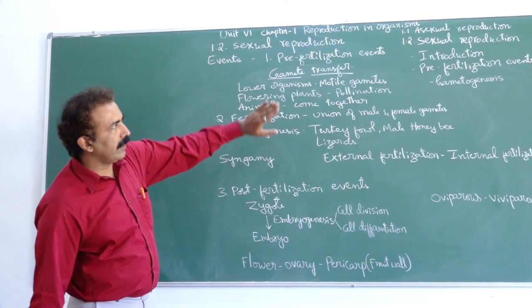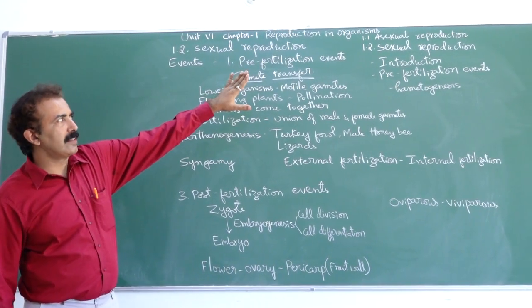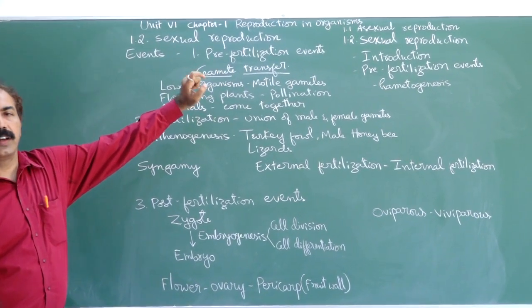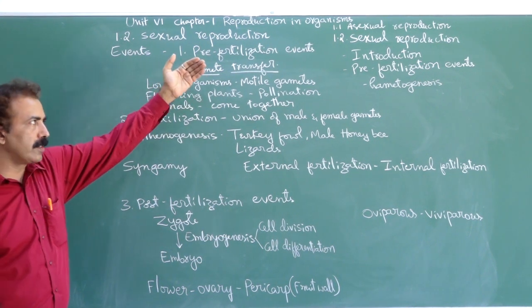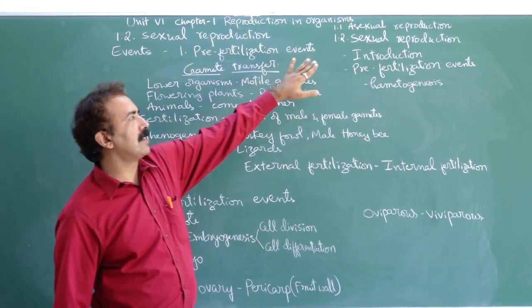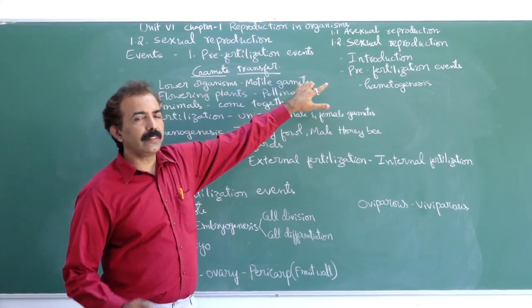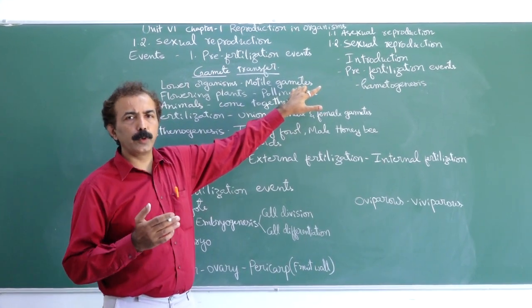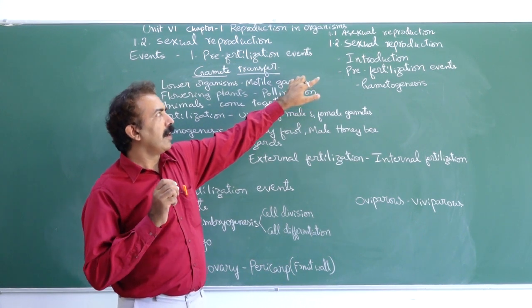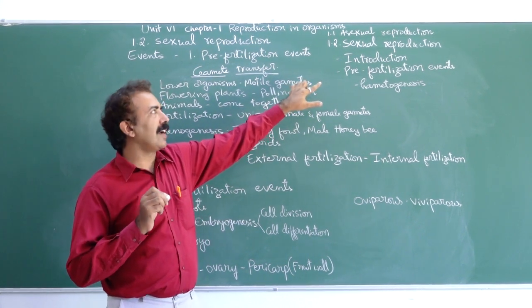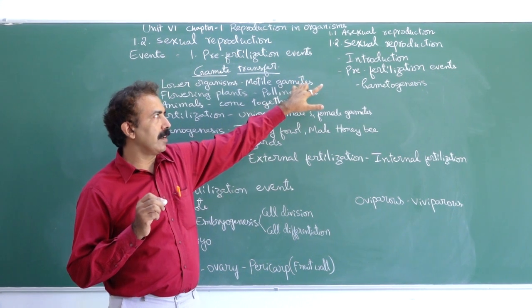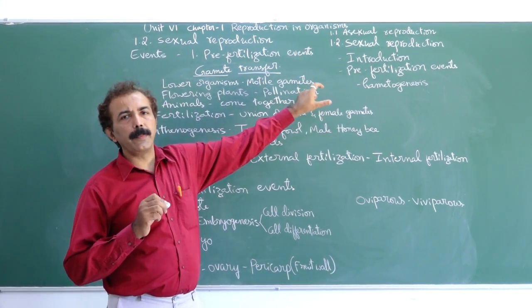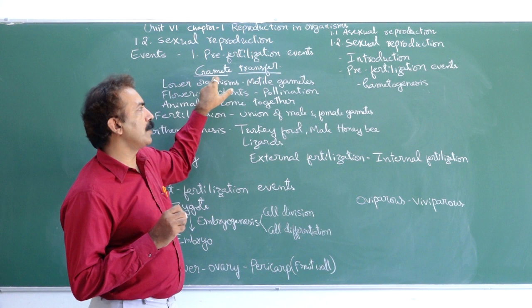So till now we have studied some of the events in sexual reproduction. We understood what is sexual reproduction. It involves the union of gametes. We understood there are 3 events: pre-fertilization, fertilization and post-fertilization events. We understood various terminologies under pre-fertilization events. There are 2 subtopics: gametogenesis, gamete transfer.